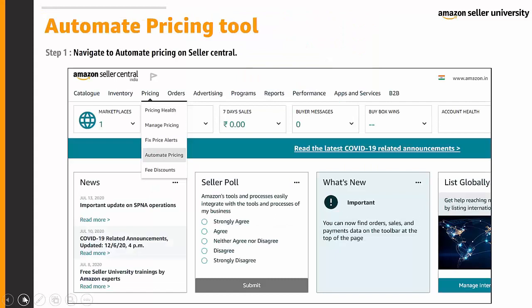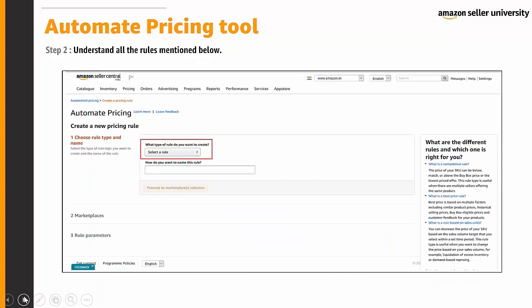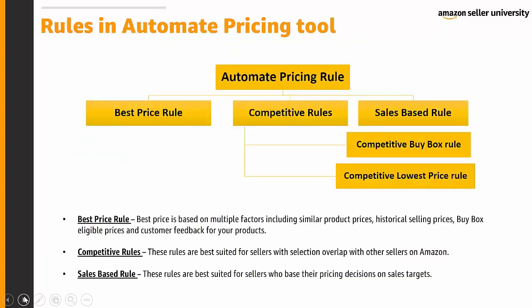Now let us learn how to add Automate Pricing. From the Seller Central homepage, you will find a tab called Pricing. From the drop down, you have to navigate to Automate Pricing. Now you have to understand all the rules mentioned below. Now, these are the rules under Automate Pricing.